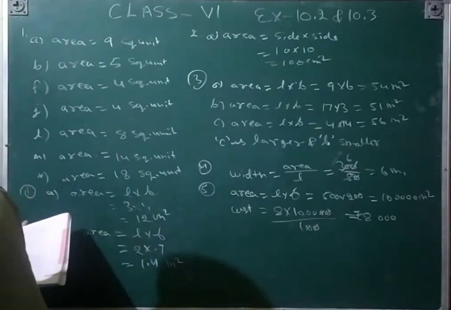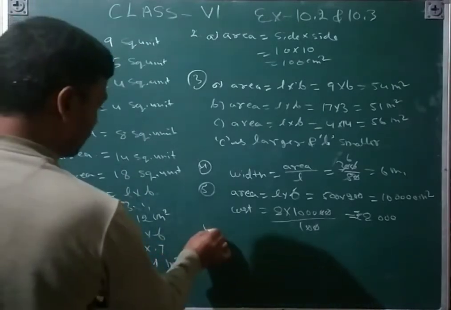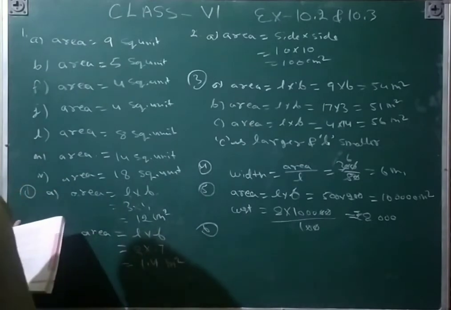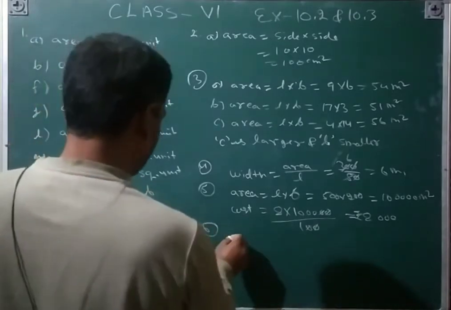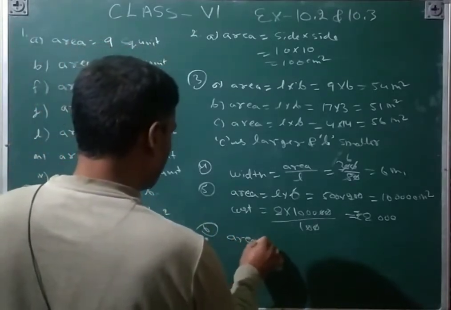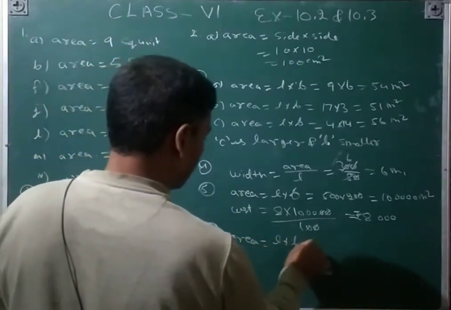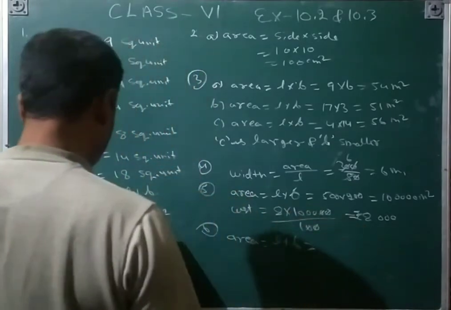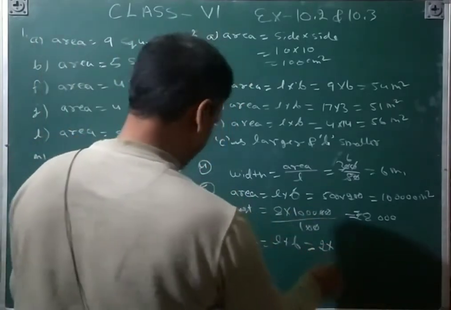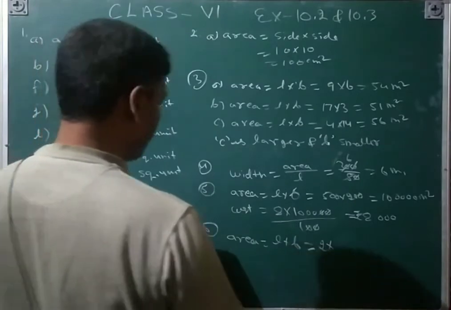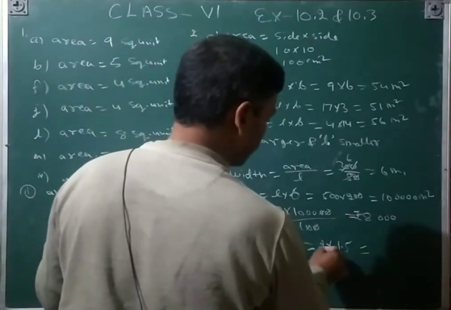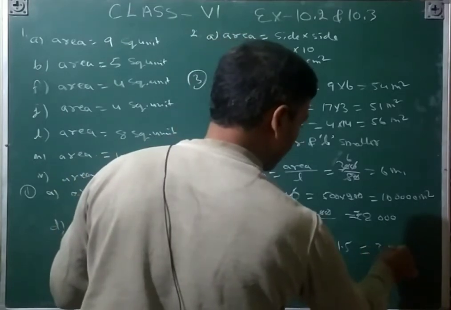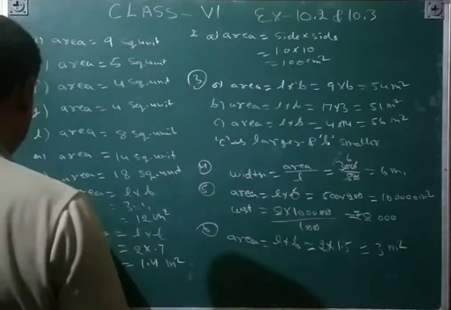Next, sixth question, a tabletop measures this and this, what is the area in square meter? So that area is equal to L into B. So that length is equal to 2 into breadth is equal to 1.5, because we will convert in meter, that will become 15 to 30, 3 meter square.